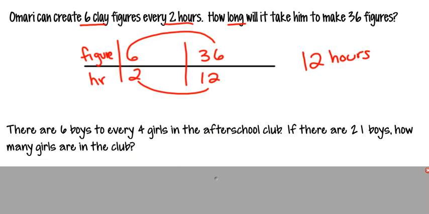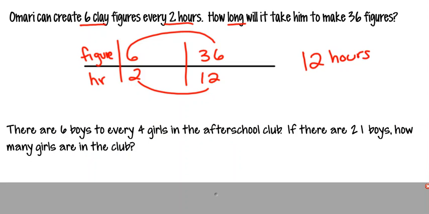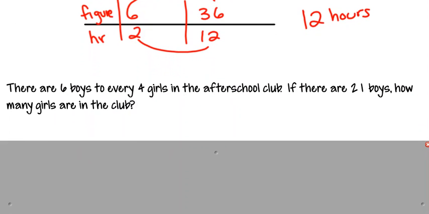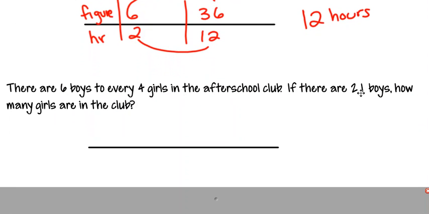Okay. Next one. There are 6 boys for every 4 girls in the after-school club. If there's 21 boys, how many girls are there? All right, look at my initial ratio. I'm looking at boys to girls, and my ratio is 6-to-4. Okay, and then the other piece of information, if there's 21 boys, all right, so boys was on top of my ratio, so I'm going to put it here because that's what I want to get to.